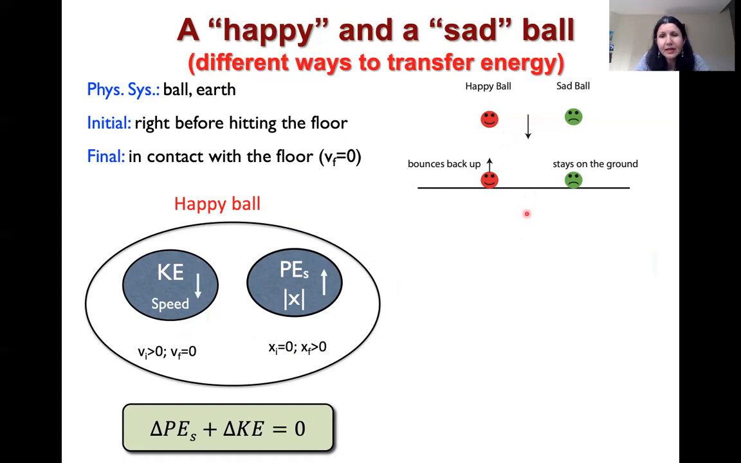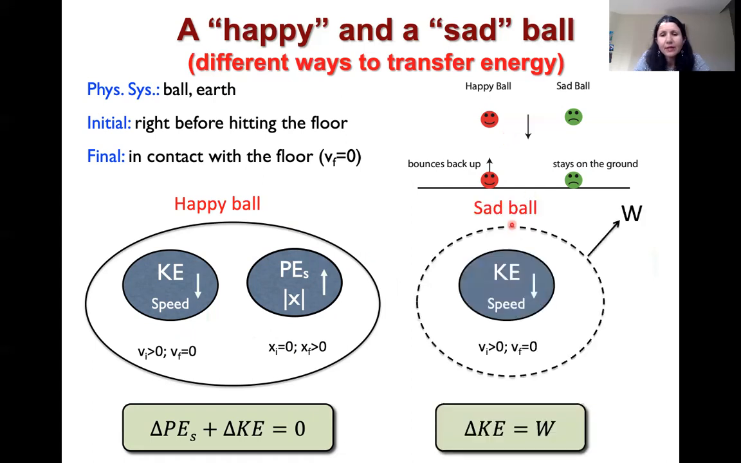Now, what happens with the sad ball? The sad ball, on the other hand, just stops. So if it stops, we know that its kinetic energy goes down, and then it doesn't really get converted to any kind of mechanical energy. It stays stationary. So its interval is over. Nothing else happens after that. So we know that all of our mechanical energy gets lost.